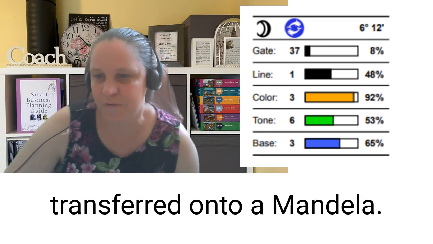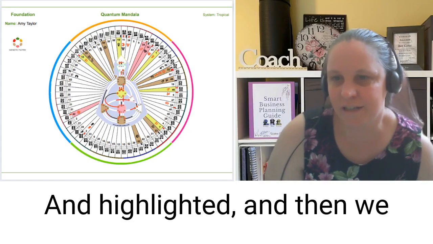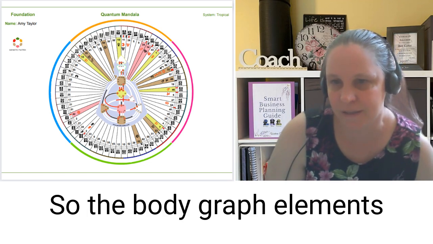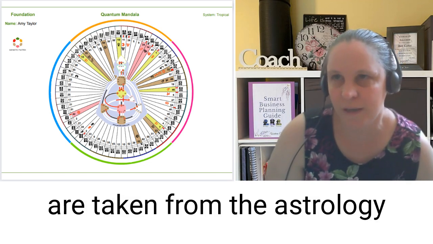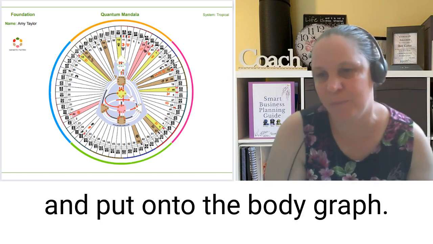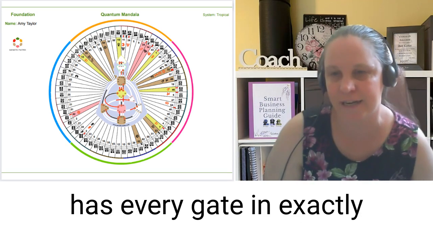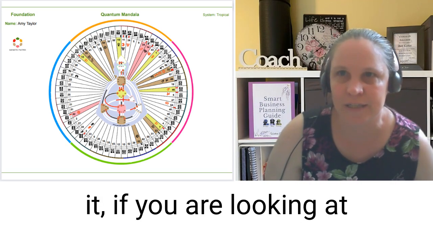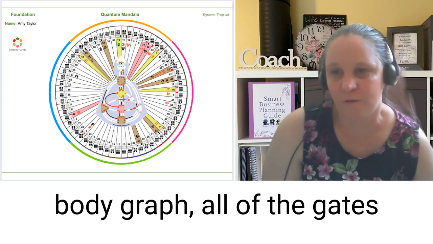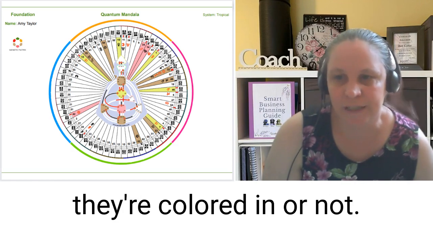This data is then transferred onto a mandala and highlighted, and then we start to fill in the body graph. The body graph elements are taken from the astrology and put onto the body graph. Everybody's body graph has every gate in exactly the same position. So if you're looking at anybody's Human Design body graph, all of the gates are in the same position. What changes is whether they're colored in or not.